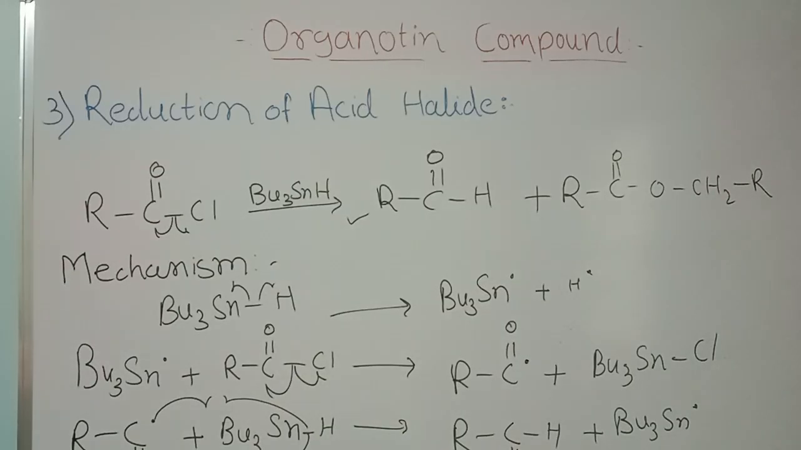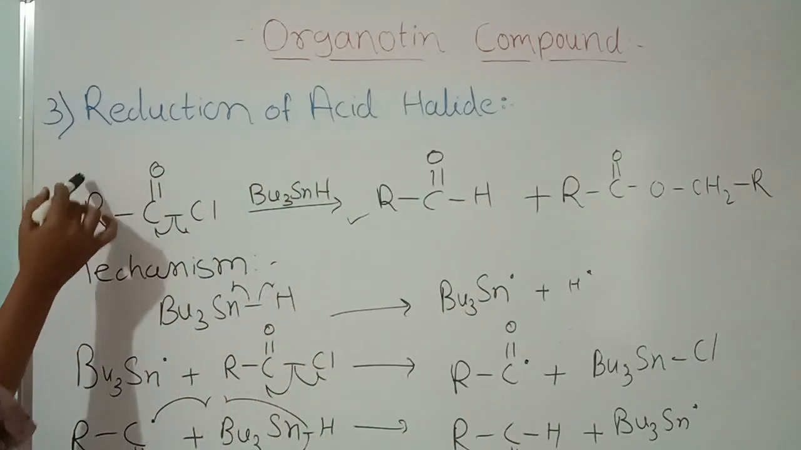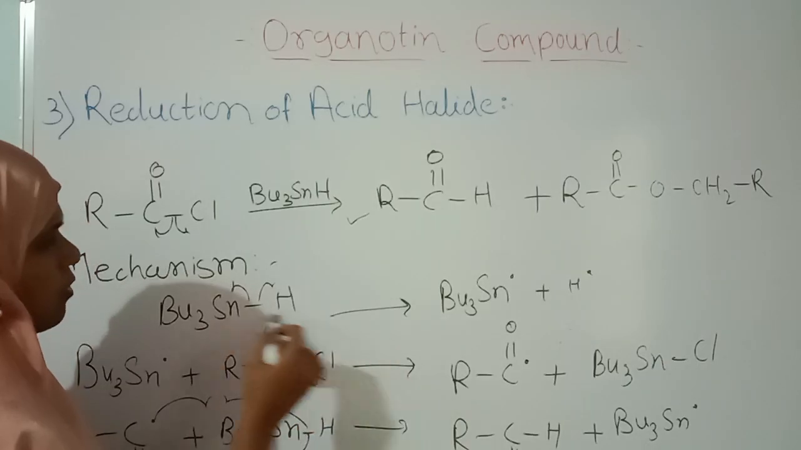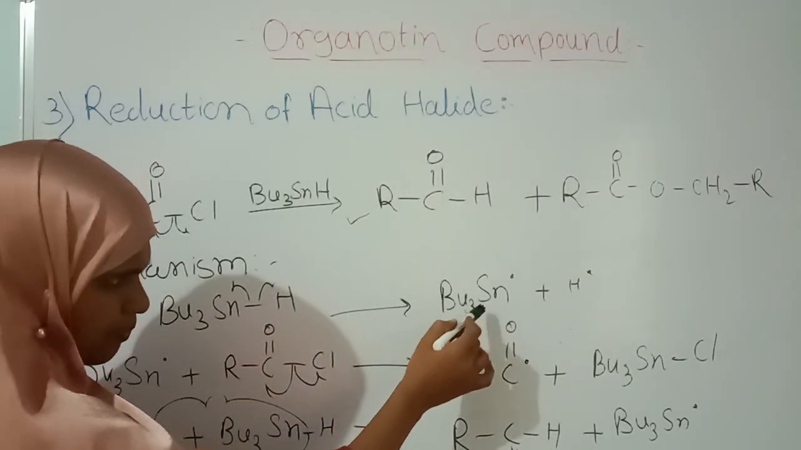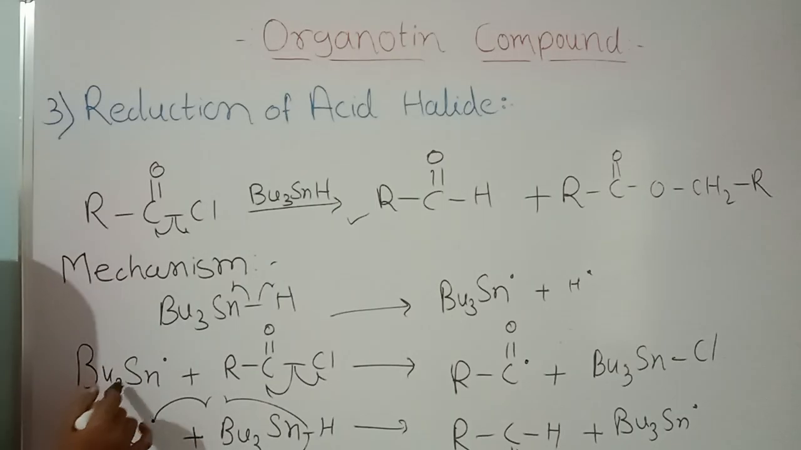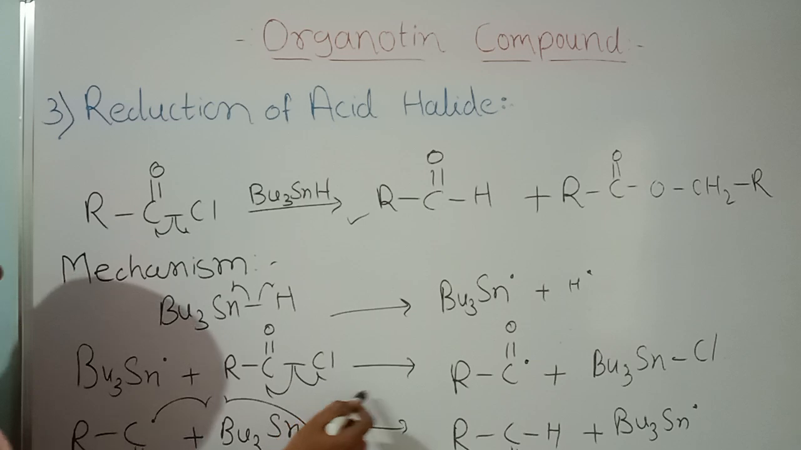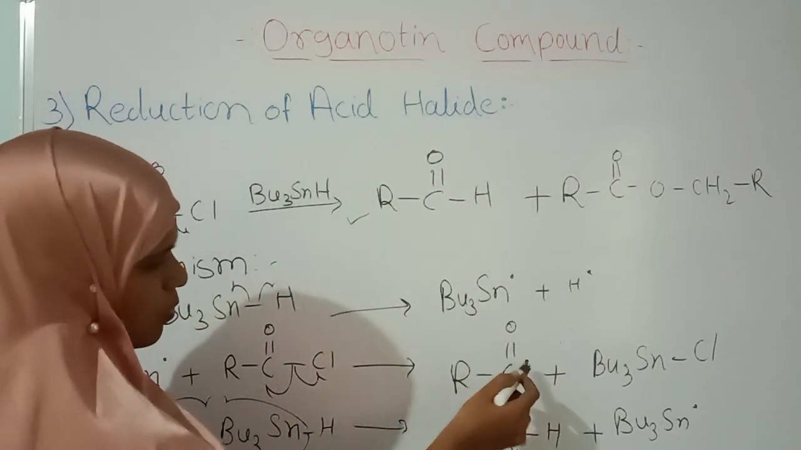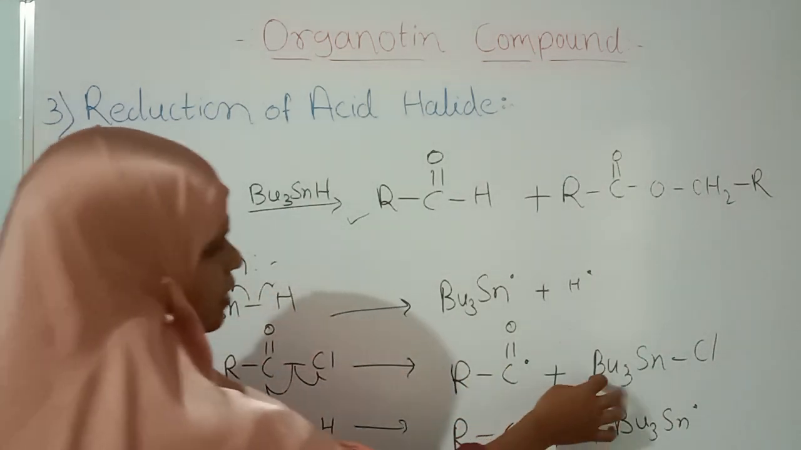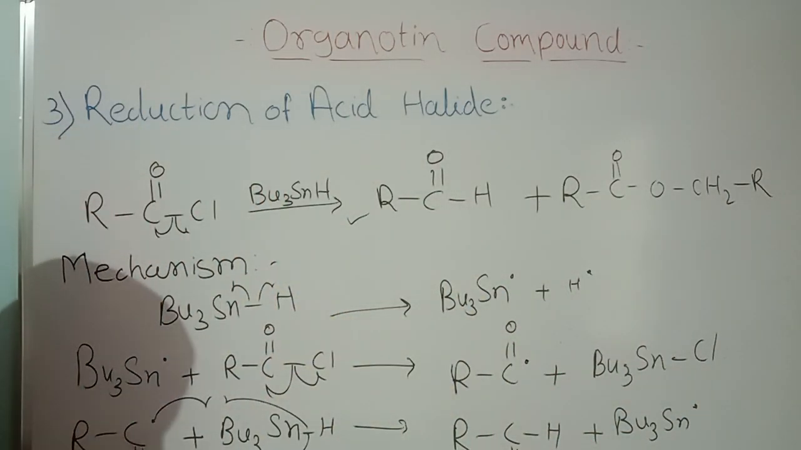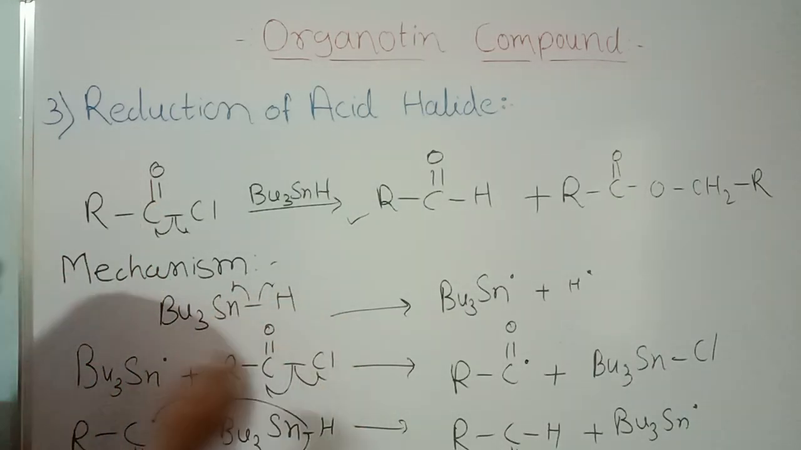First of all, look here, reduction of acid halides. We have the acid halide. This mechanism is a free radical mechanism. First of all, tributyl tin hydride undergoes free radical mechanism, forming tributyl tin radical and hydride radical. This tributyl tin radical reacts with acid halide. Then we get RC double bond O radical, the acyl radical. Then tributyl tin chloride forms. Then after this, this radical forms a bond with tributyl tin hydride again. Then we finally get aldehyde.